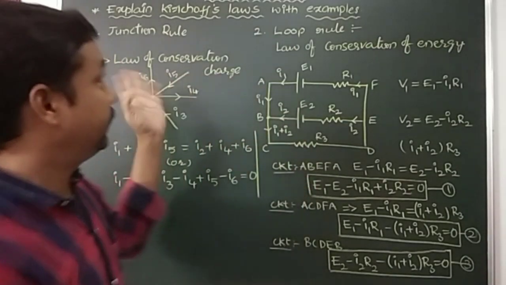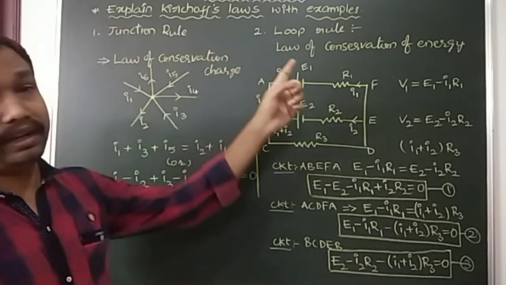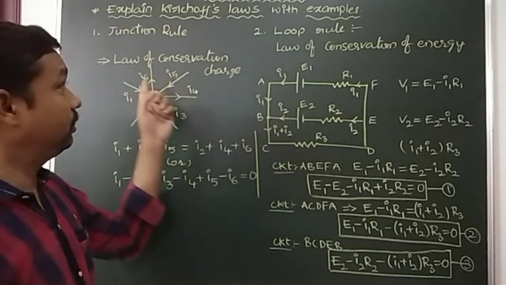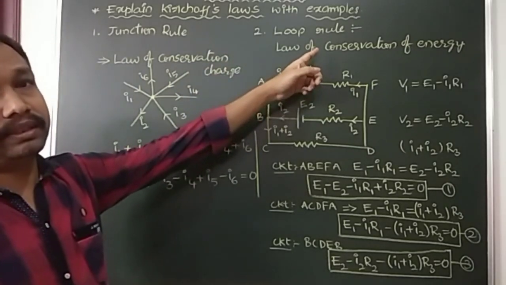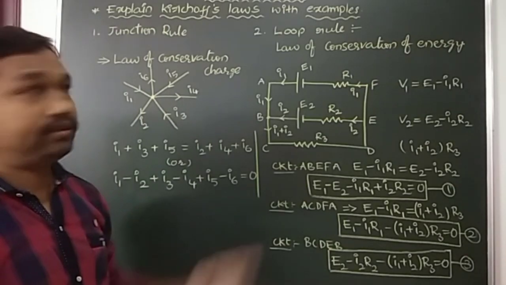Kirchhoff's laws give you two laws. The first one is the junction rule, the second one is the loop rule. The loop rule is on the basis of the law of conservation of energy. The junction rule is on the basis of the law of conservation of charge.